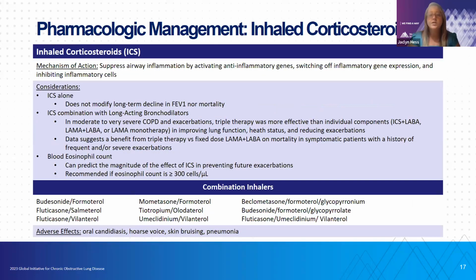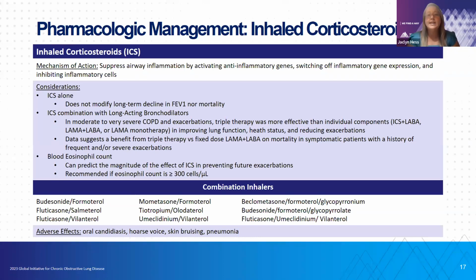Next, we have our inhaled corticosteroids. Alone, these agents do not modify long-term decline in FEV1 or mortality. When they're combined with long-acting bronchodilators for moderate to very severe COPD, triple therapy was found to be more effective in improving lung function, symptoms, and health status, as well as reducing exacerbations when it was compared to different modalities. So combination LABA plus ICS, dual bronchodilators, or LAMA monotherapy.